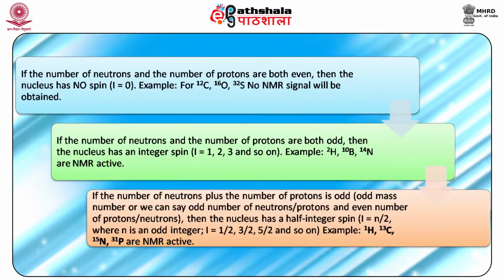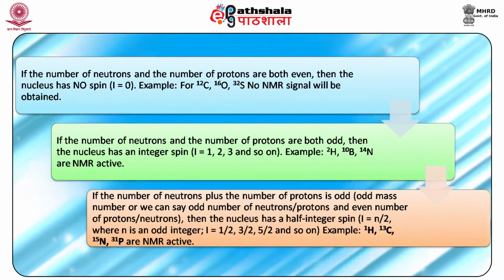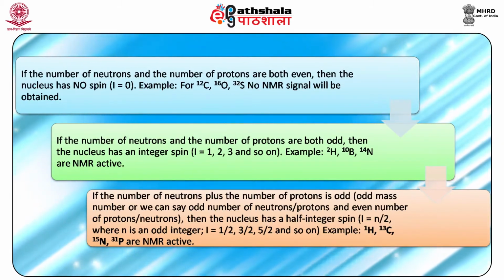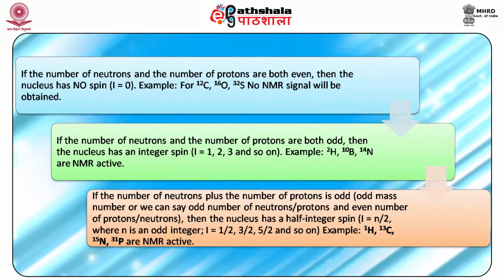There are some empirical rules which determine the net spin of the nucleus. Only those nuclei which have a non-zero spin number, I repeat, which have a non-zero spin number, can absorb or emit radio frequency radiation and hence are NMR active nuclei. Now this is the important point which forms the basis of NMR spectroscopy.